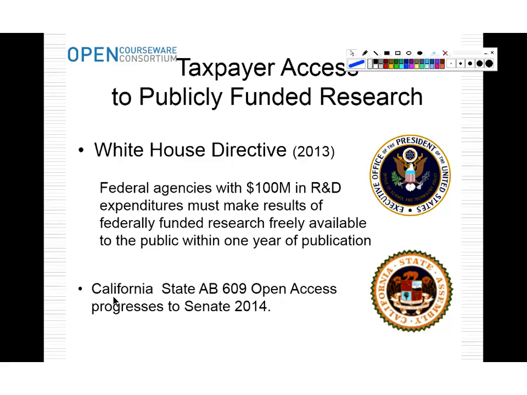The public shouldn't, first of all, pay for it in their tax dollars and then have to pay for it again to purchase the journal, or through their universities to purchase the journal. So California State has a bill that is progressing through. It's AB 609. I have some buttons because the Public Library of Science, which is just down the street here, is a big proponent of open access. They have about 30 very high quality open access journals that they publish, and they're trying to help this move through the state.